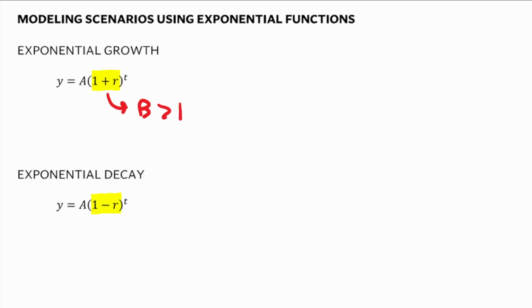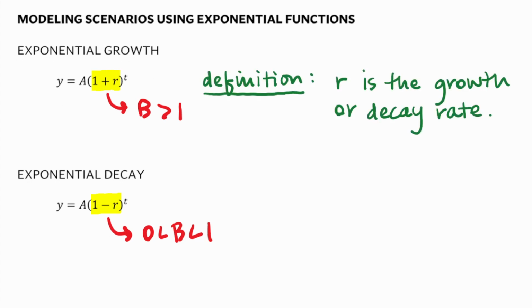And then over here, a times 1 minus r to the t, that's going to be exponential decay, because we're seeing the base is between 0 and 1. We'll say that number r is going to be the growth rate or the decay rate. And we typically express these decay rates or growth rates in percentages. And I'll show you what I mean here with an example.